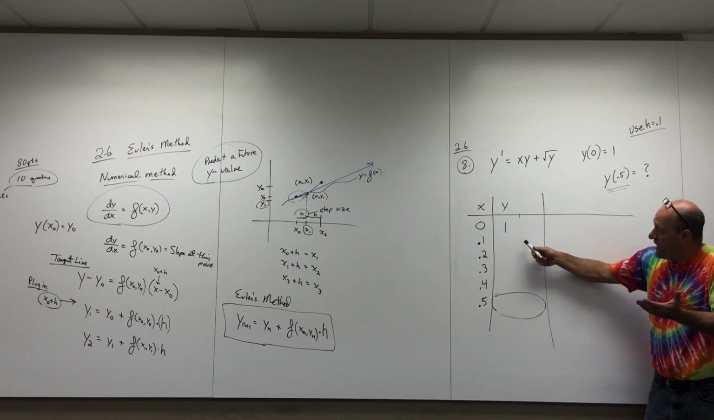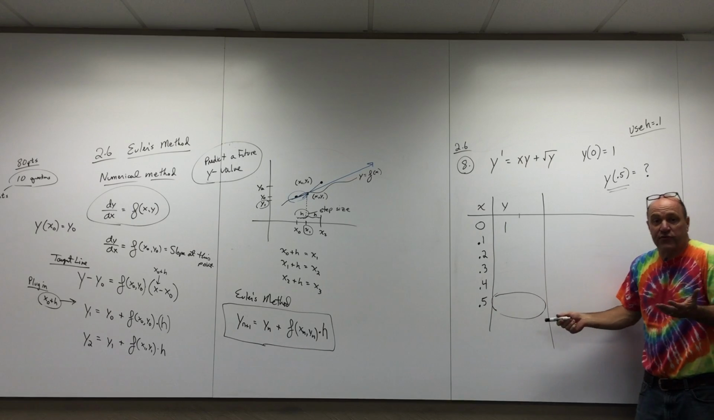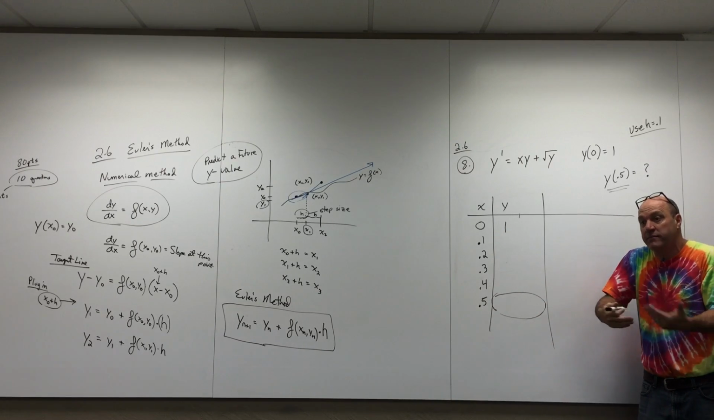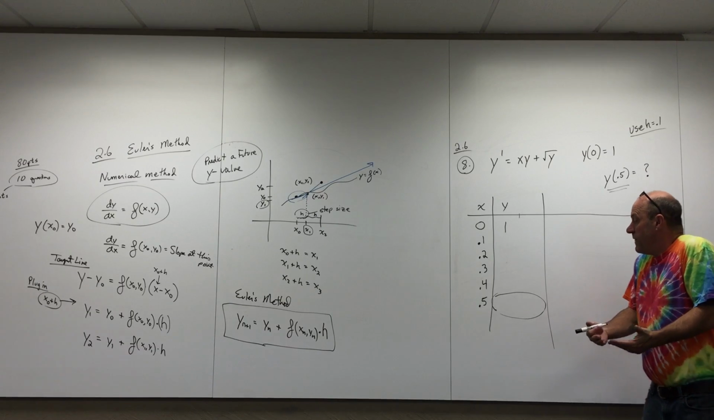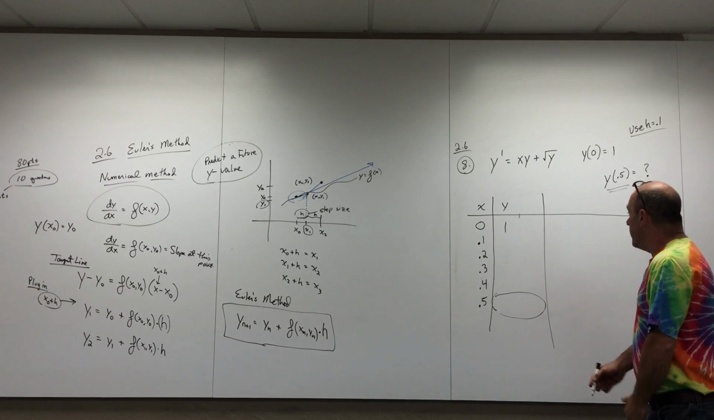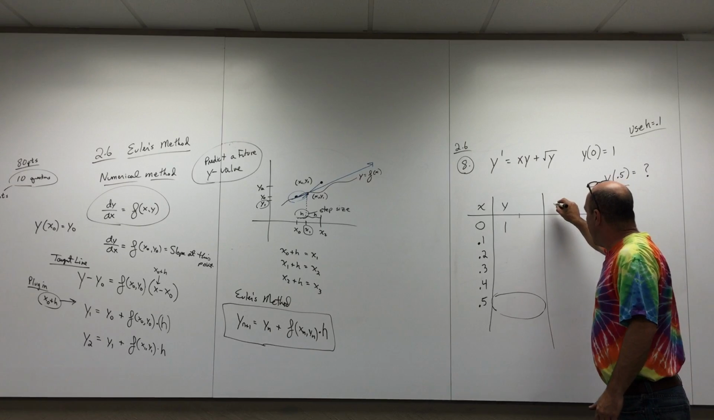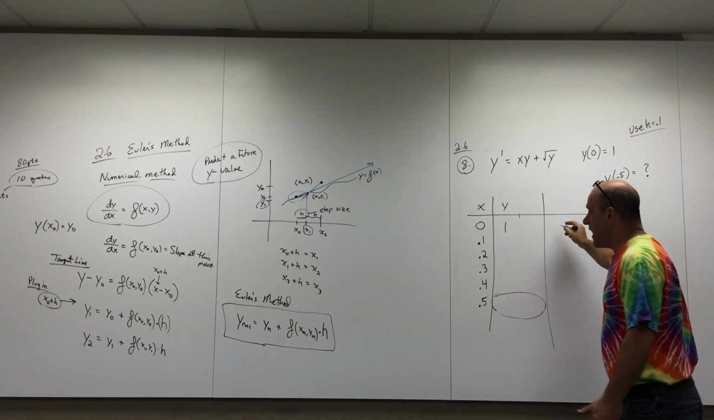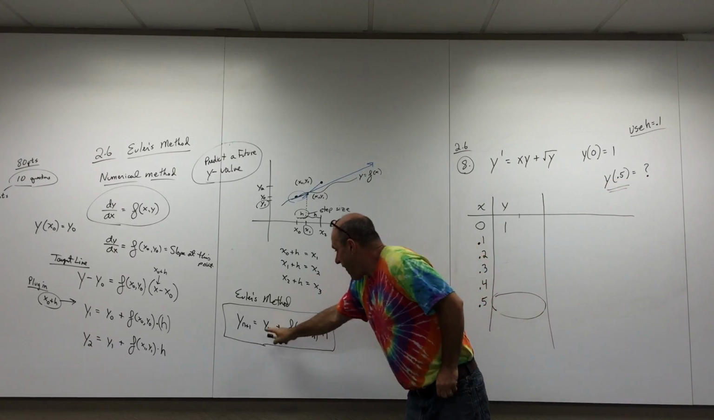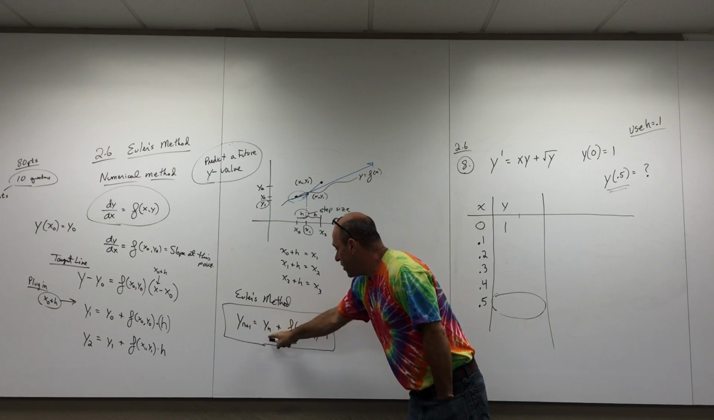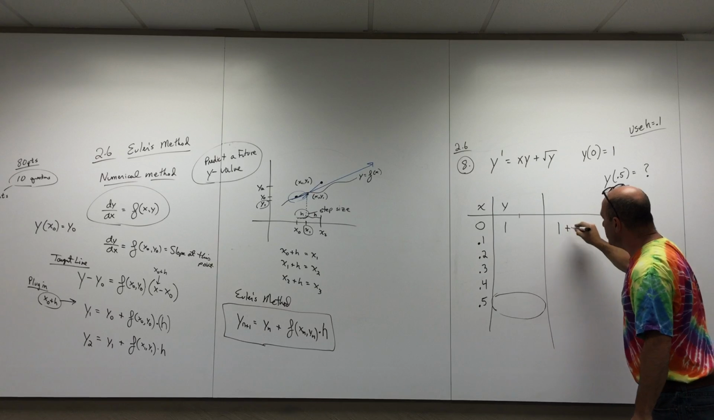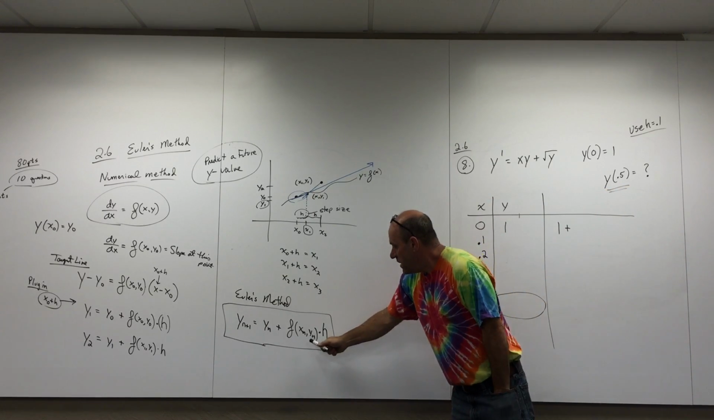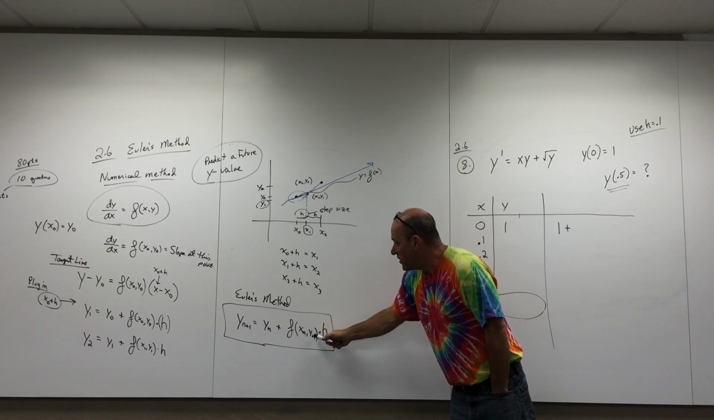So that's my original x and my original y. Here's the deal. What they're asking for is to predict a future y value. They're asking for y of 0.5. So their question is, ultimately, what is y of 0.5? When x is 0.5, please find that y value. So we're predicting this future y value, some number, as the ultimate answer.